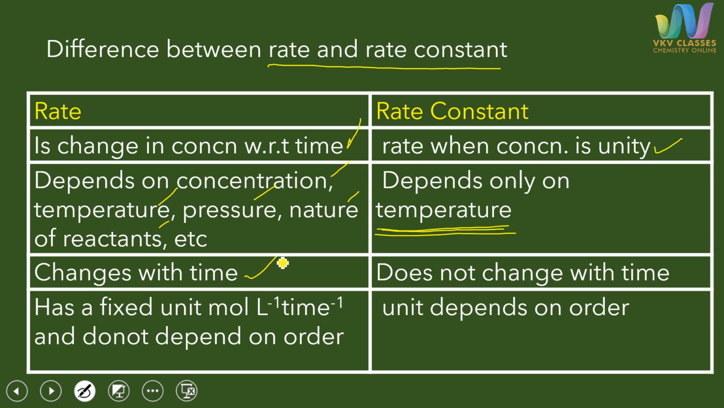Then rate changes with time. Rate constant will not change with time. Then rate has a fixed unit, mole per liter per time, and this does not depend upon the order. Just now we have seen that the unit of rate constant depends on the order. Different order reactions will have different units for the rate constant.